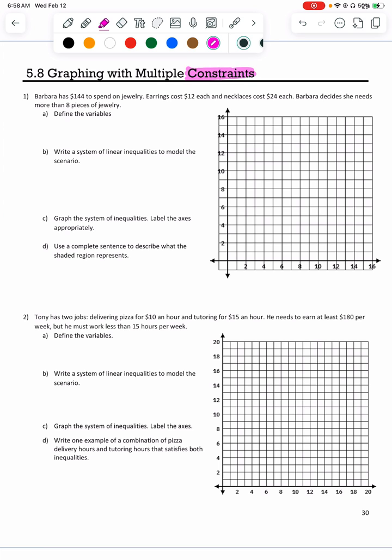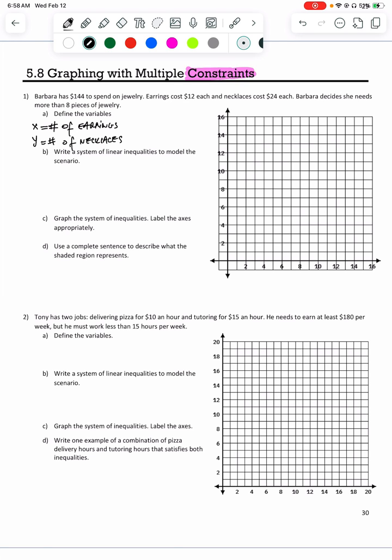So with this being said, question number one says Barbara has $144 to spend on jewelry. Earrings cost $12 each, and necklaces cost $24 each. Barbara decides she needs more than 8 pieces of jewelry. So define the variables. To define the variables, I'm going to say let X be the number of earrings, and let Y be the number of necklaces.